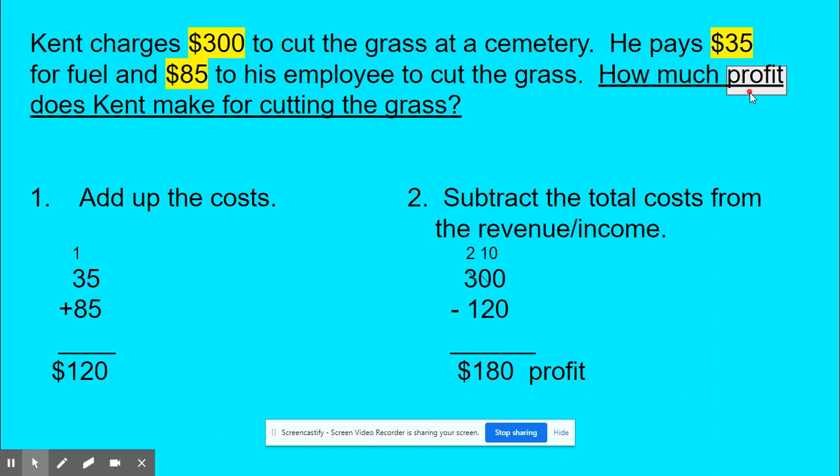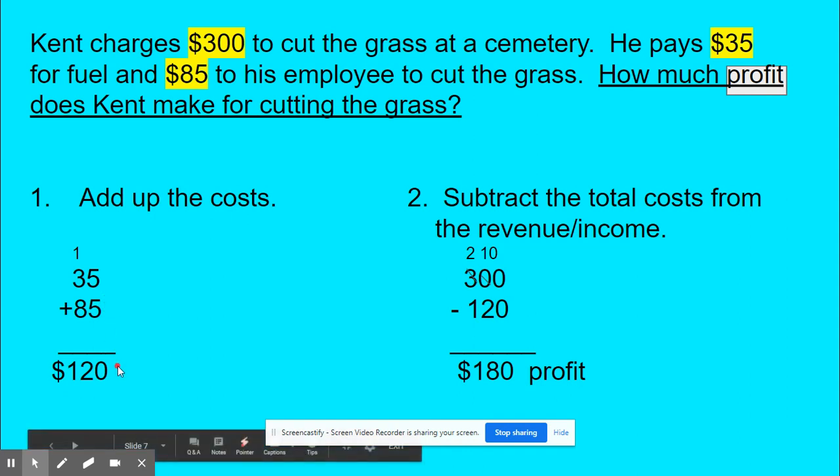I box my clue words. Profit means minus. Again, that's just going to be one step because I know when I find profit, I have to add up my costs first. So, what were my costs? I had $35 for fuel and $85 for my employee. So, Kent must have someone who works for him that helps him cut grass. So if we add this up, we get $120.